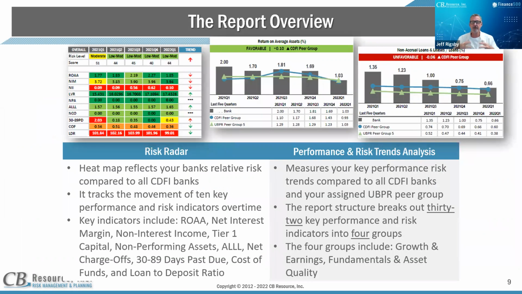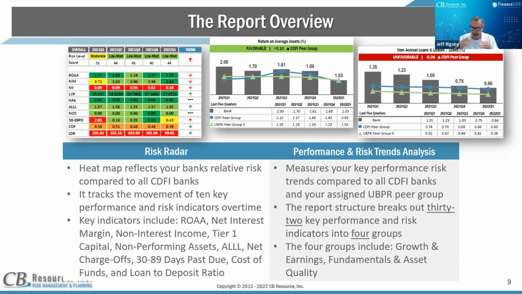So let's kind of get our head visually around some of the key things. So I mentioned there's 2 components to this report. There's the risk radar, and that's that image that you see to the left. And I'm going to hit the bullets first, and I'll talk a little bit about its use. It is a heat map, and it reflects your bank's relative risk compared to all CDFI banks. And there's 10 elements to this report that it's looking at. It's looking at ROA. It's looking at net interest margin. It's looking at non-interest income. It's looking at tier 1 leverage. It's looking at non-performing assets, ALLL levels, net charge-offs, 30 to 80, 90 days past due, cost of funding earning assets, and loan to deposit ratio.